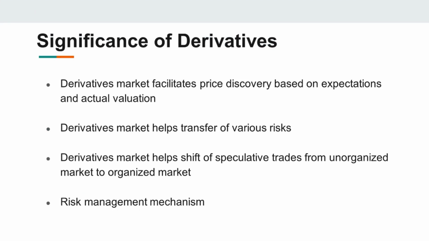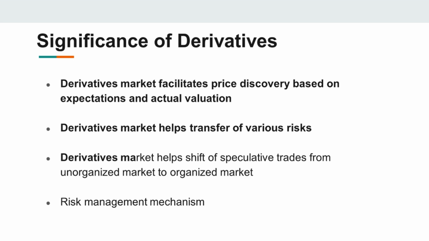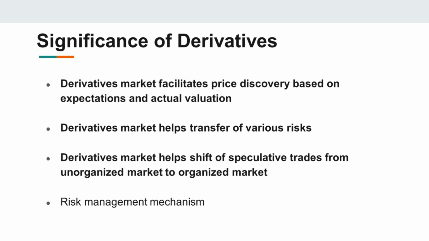Let's have a look at the significance of derivatives. The derivatives market facilitates price discovery based on expectations and actual valuation. It makes very clear that price discovery happens based on the expectation and actual valuation of derivatives of the underlying assets. The derivatives market helps transfer various risks. It helps move speculative trades from the unorganized market to the organized market.